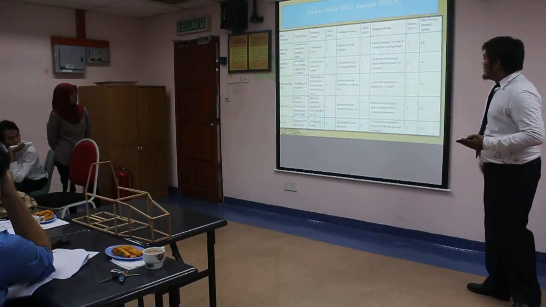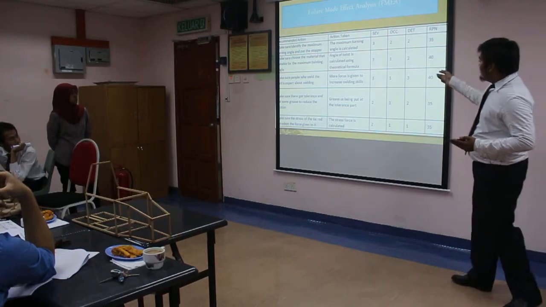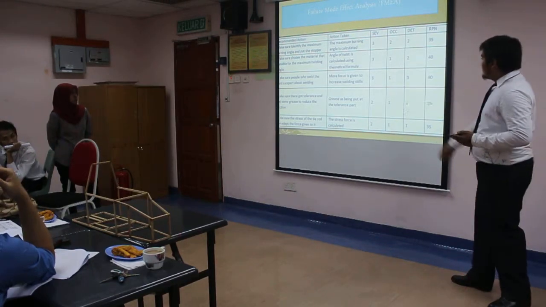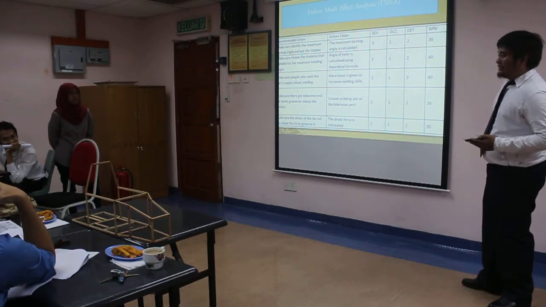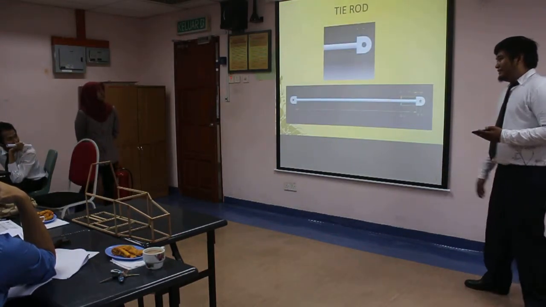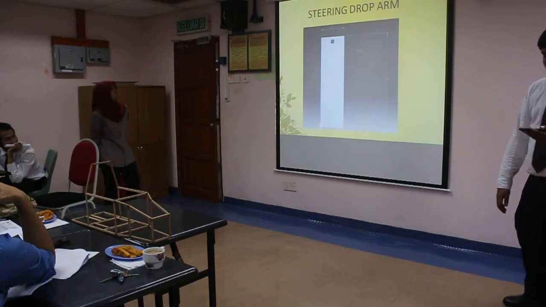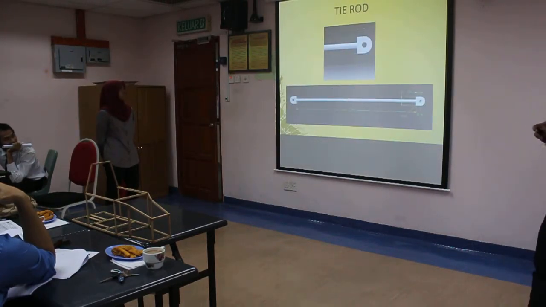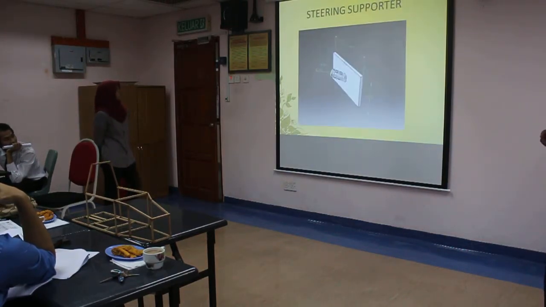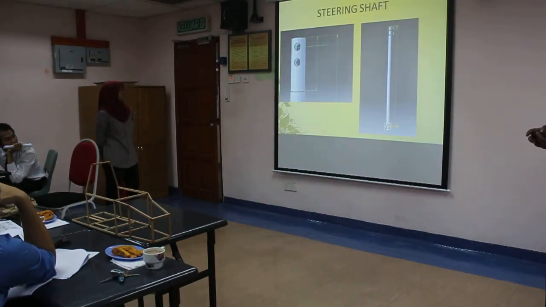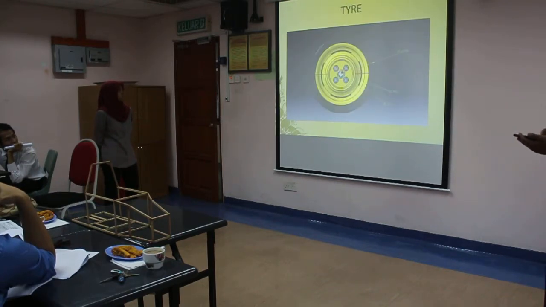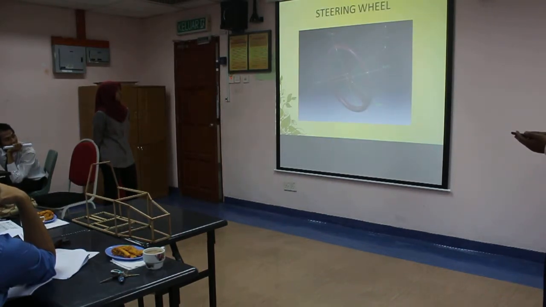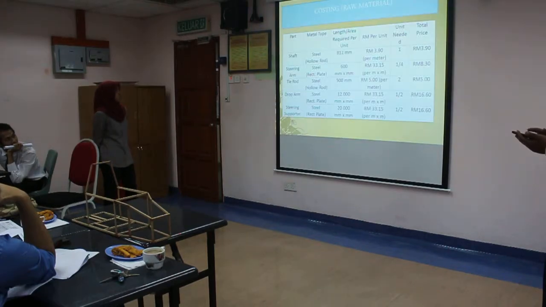So next, this is the recommended action for each. This is the final action that we use. As you can see on the given slide, this is for the steering drop arm. All we use is millimeters. So this is the steering shaft. These two are the steering arm, tire, and steering wheel. This is the steering supporter.